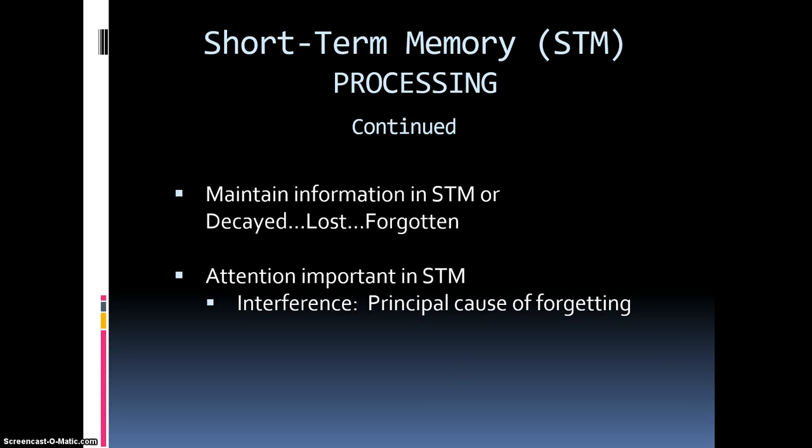Also, you can maintain information in short-term memory, or if you don't, it is decayed, lost, or forgotten. So it's important to try and maintain it, at least the important information that you want to move to long-term memory. Attention is very important in short-term memory. If there's interference, that's the principal cause of forgetting information in short-term memory.